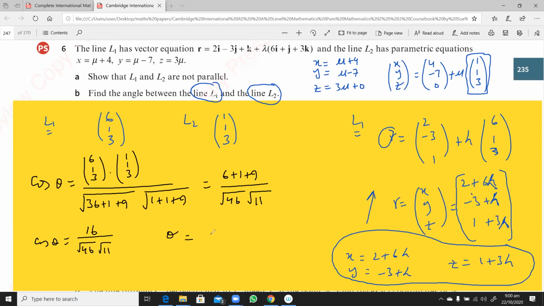So your theta is cos inverse of all of this. What is this theta now? 44.7. So this is the answer to 6D.